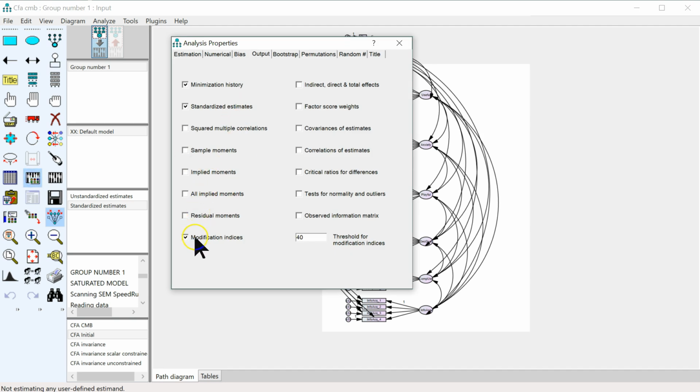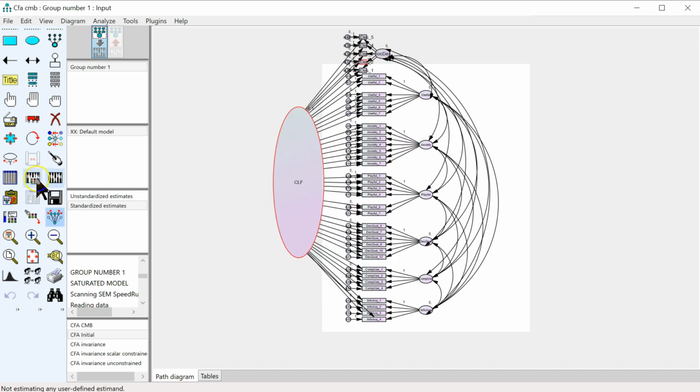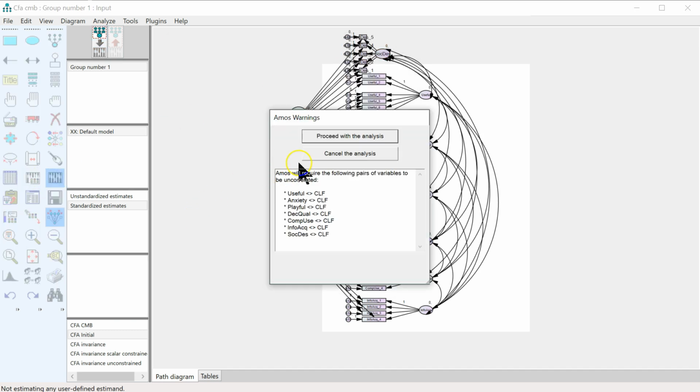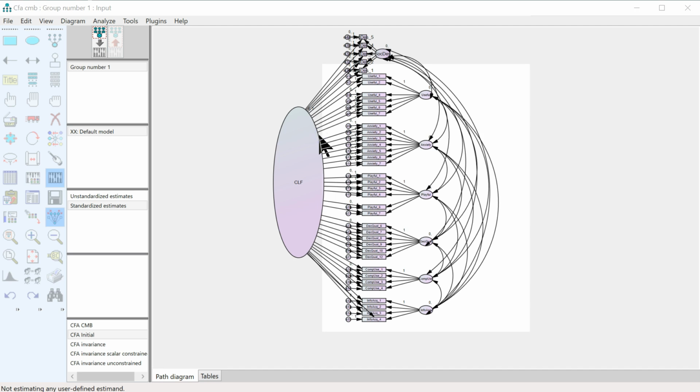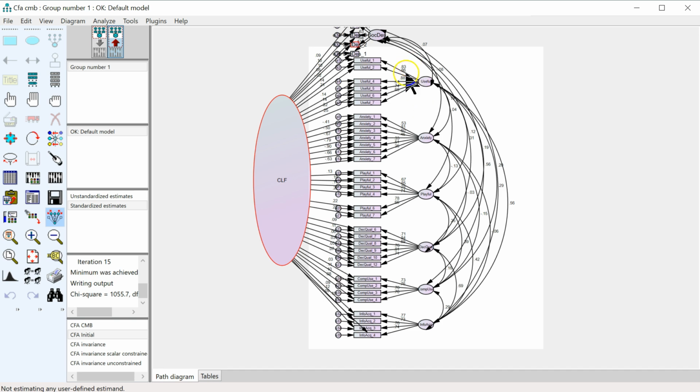So I need to uncheck modification indices and go ahead and check estimate means and intercepts. Run that one more time. Proceed. And it ran. Ooh, that's good. It didn't break. Okay, and we can explore it to see if it did break. You can look at these loadings, and if they're not terrible or flipped sign, then we're probably okay. It looks like we are okay here.